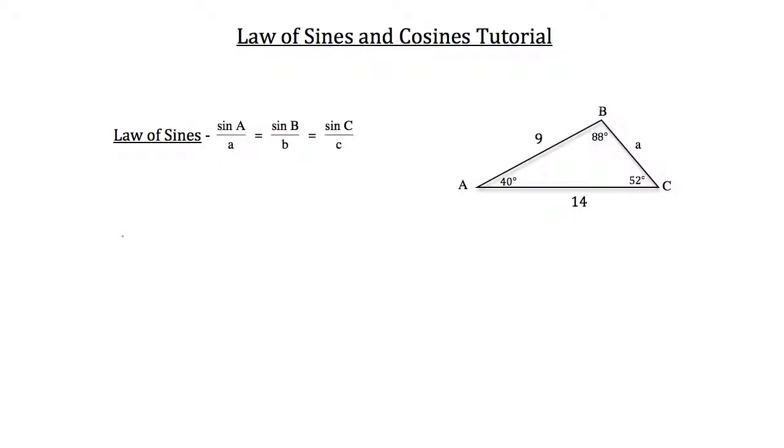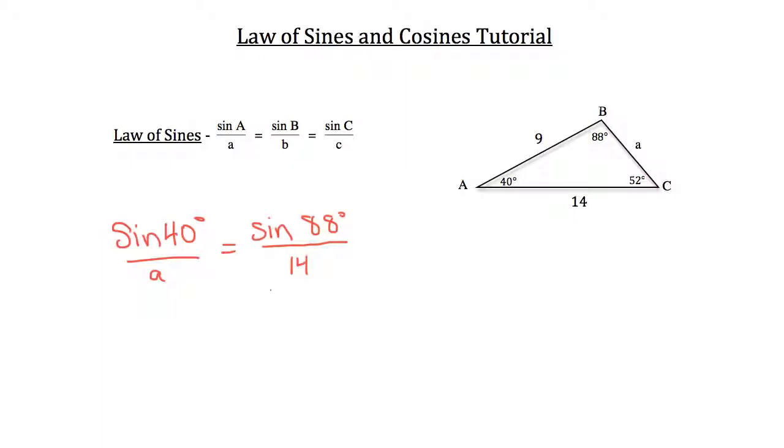What we would do is take the sine of angle A, which is 40 degrees, over the side length A, and set that equal to the sine of angle B, which is 88 degrees, over the side length of B, which has a length of 14.